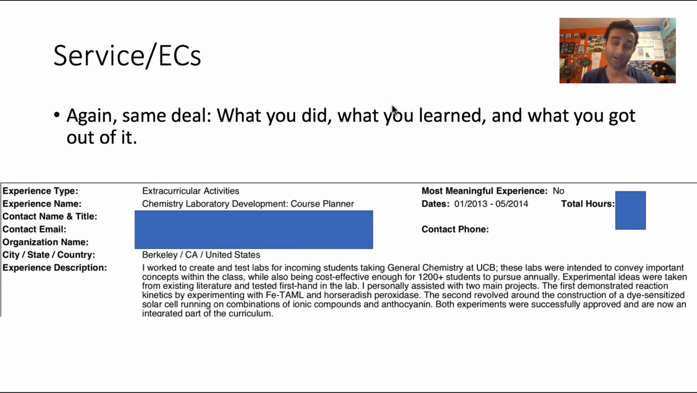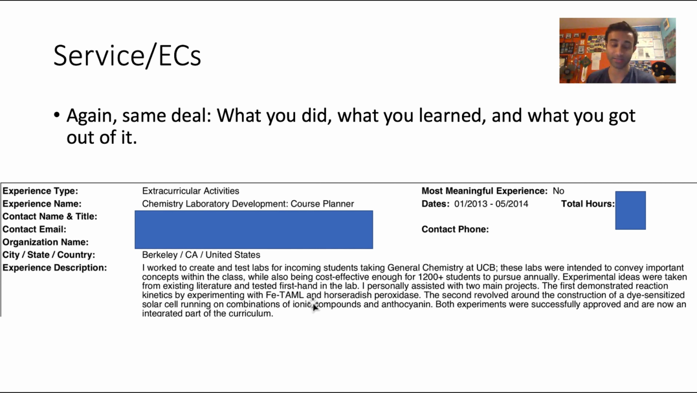So you can see here, again, I followed that formula even when I wrote mine, and I'm not saying by any means mine's good because it's a little cringy, but you'll see that I said I work to create and test incoming labs for students who were joining UC Berkeley's general chemistry class, and these labs were intended to convey certain concepts, and I talked a bit about two of the different experiments that we tested and ran, and then I talked about what I got out of it, which was the experiments were then integrated into the curriculum and now are a part of it. And so now every freshman that comes into UC Berkeley does these things.